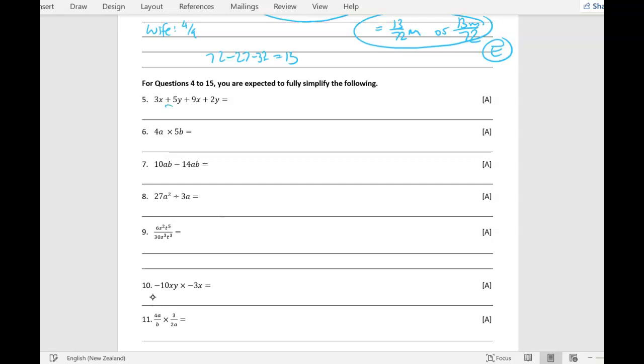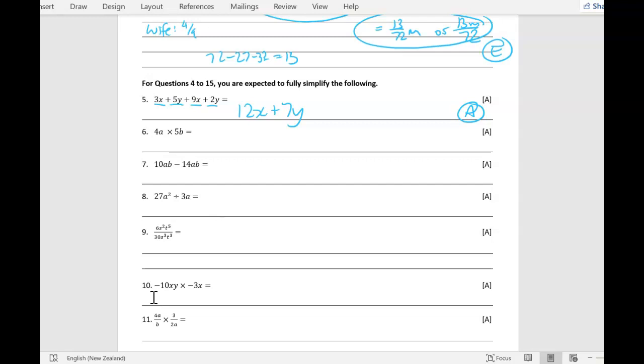Here, it looks like we're just adding some bits of algebra together. So which ones are like terms? So we've got the x's. So we've got 12 of those. We've got the y's plus 7y. Well done if you got that. And your teacher would have given you an achieved mark.